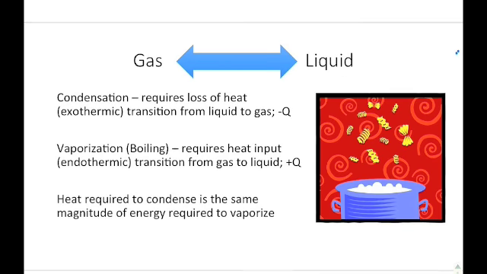A gas to a liquid is called condensation. If you're moving from a liquid to a gas, it's called vaporization. A lot of times it's called boiling. Same thing as the solids and liquids. It's got the same amount of energy just going back and forth. One's endothermic, one's exothermic, and you need to just be aware of those.